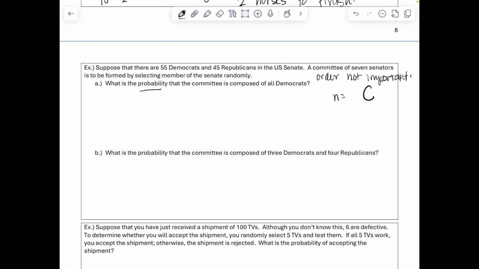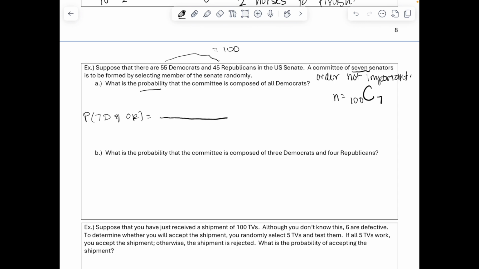How many total people can we select from? For this problem, there were 55 Democrats and 45 Republicans. So total, this is going to equal 100. So we have 100 different people we can select from, and for this committee, it's going to be just 7 that we are looking for. So 100 choose 7. Now it asks, what is the probability that we have 7 Democrats and 0 Republicans? So for this, it's wanting a committee composed of all Democrats.